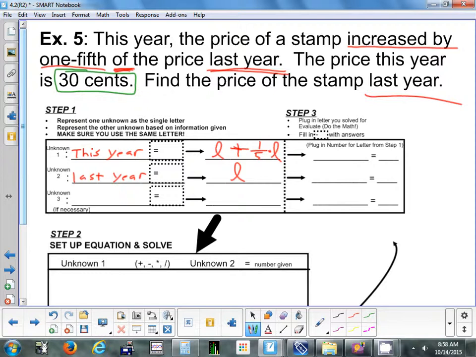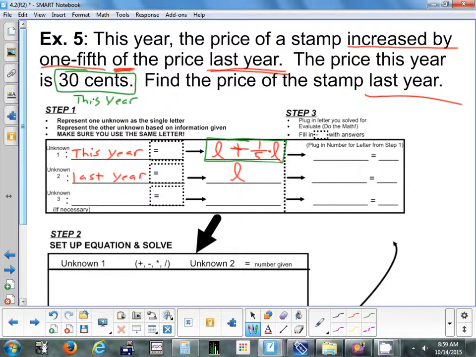Watch this. The price of this year's stamp this year is 30 cents. That's this year. How did we write this year? L plus, oh wait, I'm sorry. Yep, L plus 1/5 L. That's how we wrote this year's price.